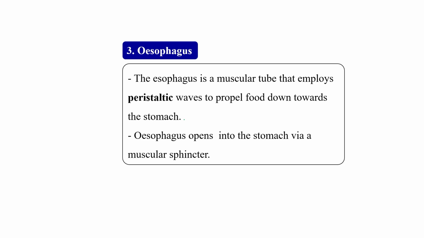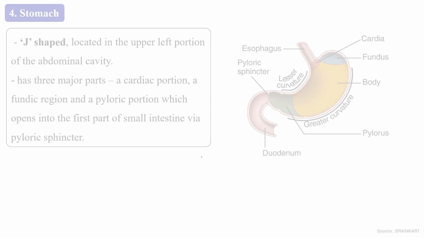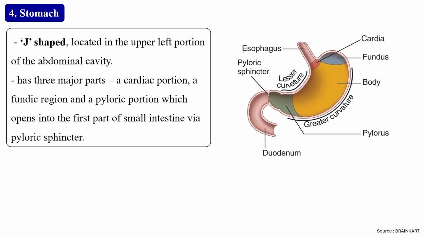It is a muscular tube, a muscular duct, that employs peristaltic movement to propel food down towards the stomach side. Okay, the esophagus directly opens into the stomach via a muscular sphincter. Okay, this is the next area. So this is the esophagus, right?